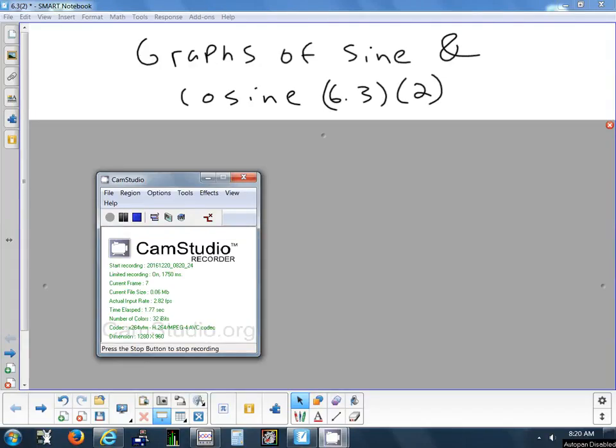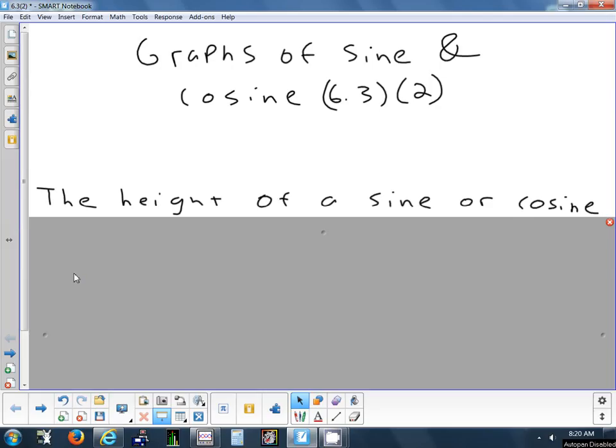All right, so today we'll finish up with the last two transformations we haven't done. That's the amplitude change and the period change. Both of these transformations are non-rigid, okay, which means it's actually going to take the sine or cosine wave and distort it.